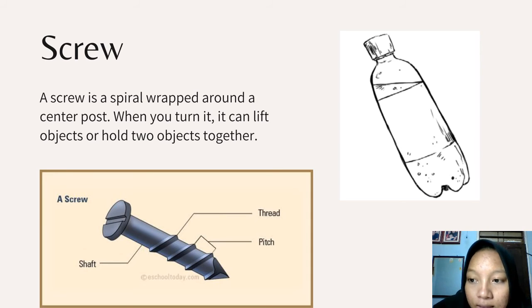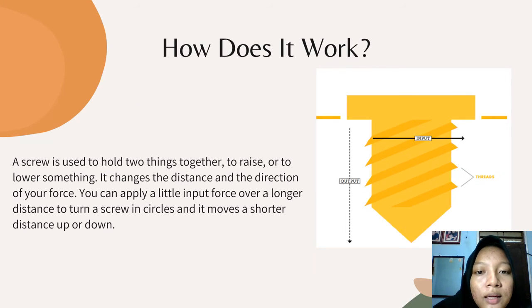And next is how the screw works. A screw is used to hold two things together, to raise or to lower something. It changes the distance and the direction of your force. You can apply a little input force over a longer distance to turn a screw in a circle, and it moves a shorter distance up or down. Another example is that apple cider, grape juice, and wine are traditionally made using a screw press.